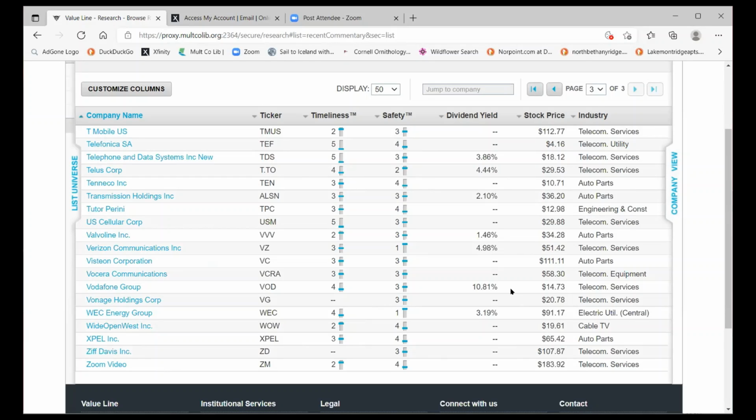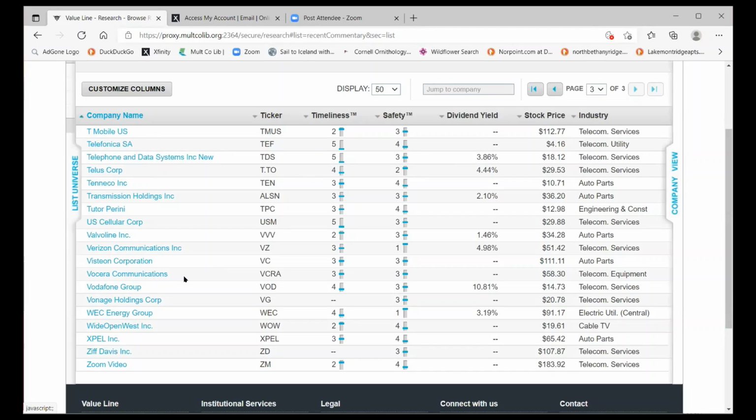Then I look at the dividends. Okay, Vodafone is 10. All right, I'm familiar with Vodafone and why it's there. Verizon's 4.8. TELUS is 4.4. And Telephone and Data Systems is 386. I'm not that familiar with that particular one. So I go through from this end, personally.